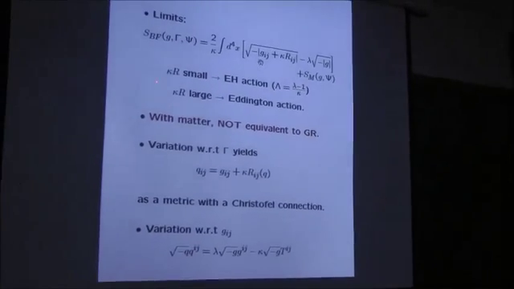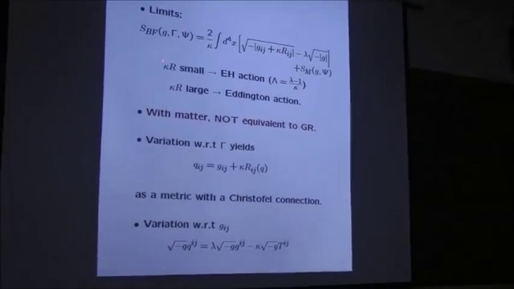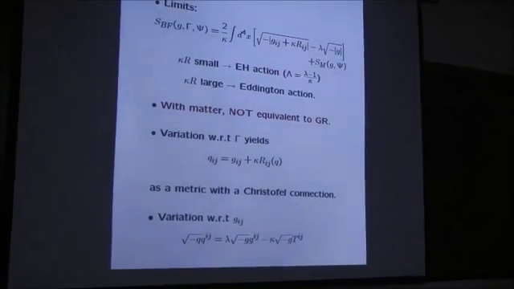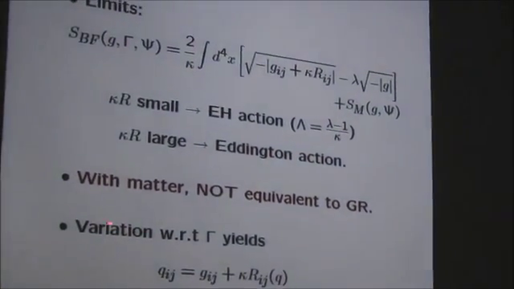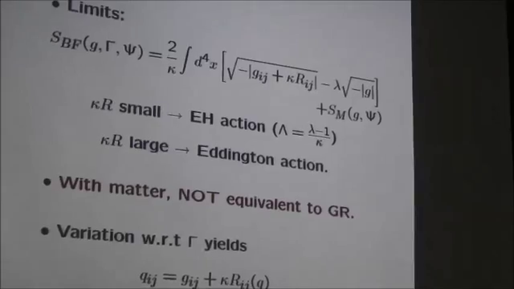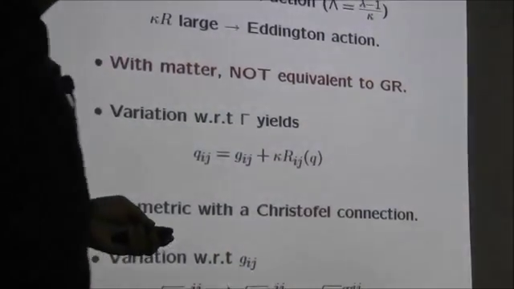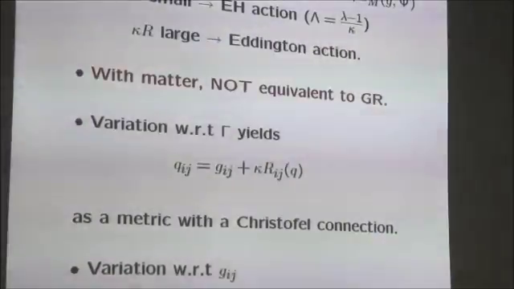So what are the limits? You will see that if kappa R is small, where R means R_ij, you get the Einstein-Hilbert action. Kappa R large, you get the Eddington action. So these are the two limits. With matter, it's not equivalent to GR. But without matter, that is the important thing about this theory, everything in GR works. There is no change. It's only inside matter that you have differences.